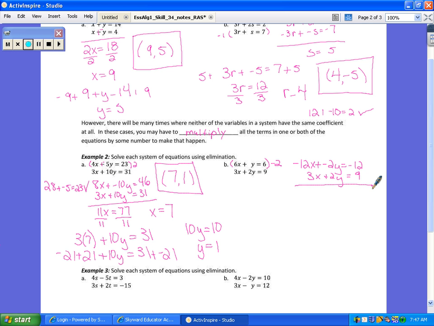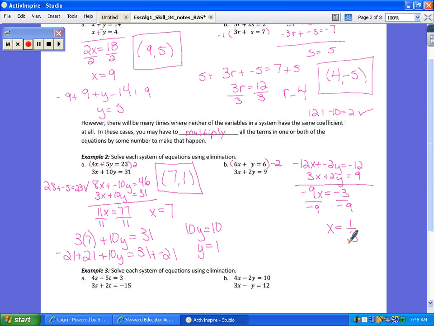I get negative 9x equals negative 3. And you immediately think you've done something wrong because you can tell that's not going to be an integer. But as we've learned before, that's okay. Finish it out. I'm going to divide both sides by negative 9. So x equals positive 1/3.